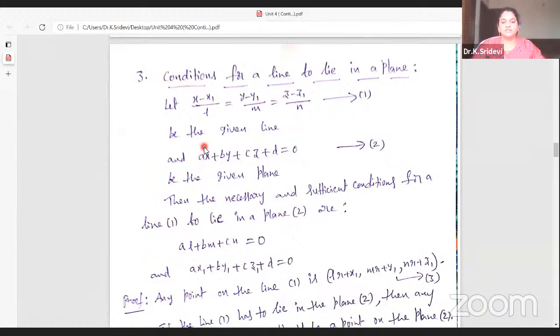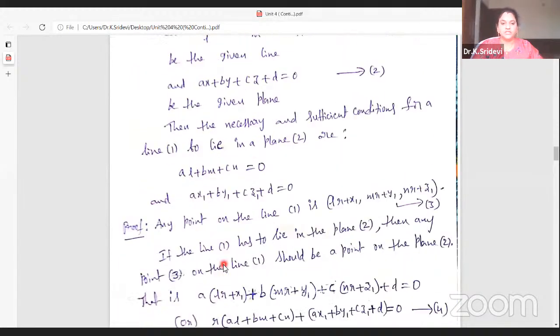Now we go for another concept, that is the conditions for a line to lie in a plane. Suppose we consider x minus x1 by L is equal to y minus y1 by M is equal to z minus z1 by N as the equations of the straight line, and also ax plus by plus cz plus d equals 0 as the equation of the plane. Then the necessary and sufficient conditions for line 1 to lie in plane 2 are these two: AL plus BM plus CN equal to 0, and AX1 plus BY1 plus CZ1 plus D equal to 0.